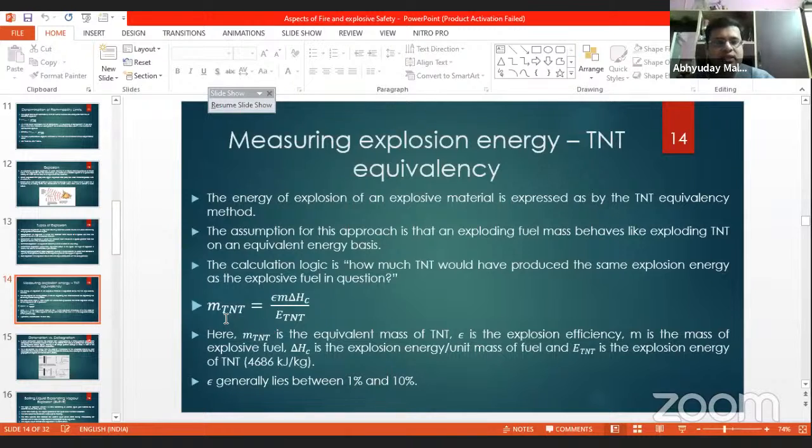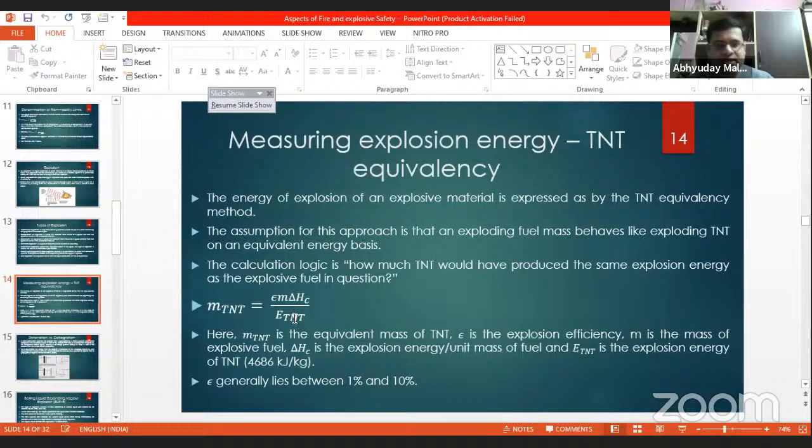And the equation of TNT equivalency is given by this equation. Now here, mTNT is the equivalent mass of TNT that is needed for achieving the same explosion energy. M is the mass of the combustible or explosive fuel that has exploded. Del HC is the explosion energy per unit mass of the fuel. ETNT is the explosion energy of TNT, that is, the explosion energy if unit mass of TNT explodes. And that has a standard value, 4686 kilojoule for 1 kg of TNT.